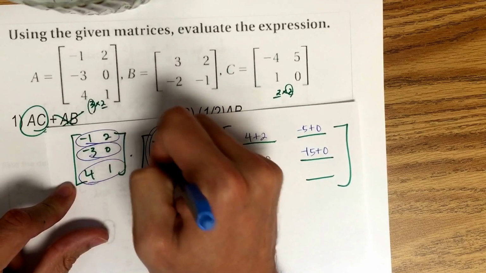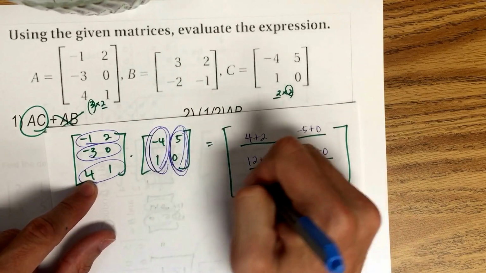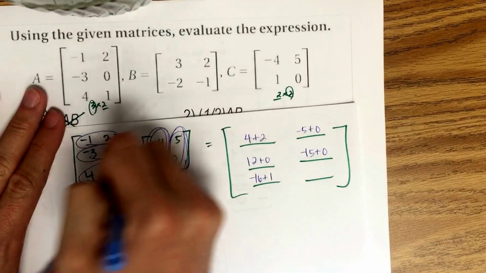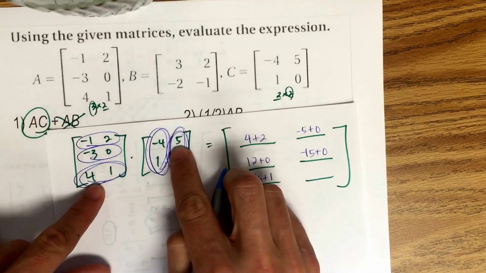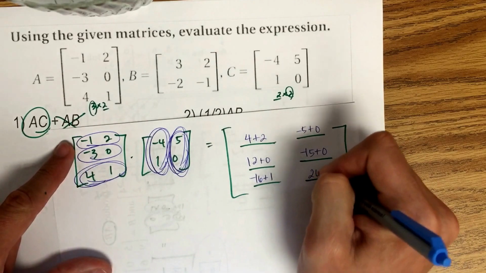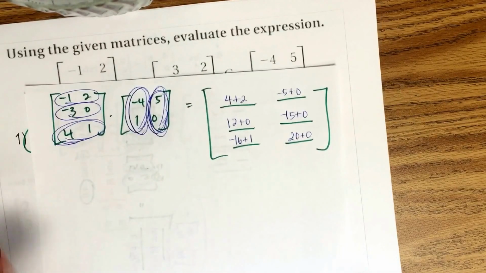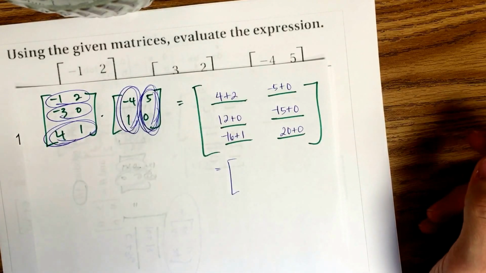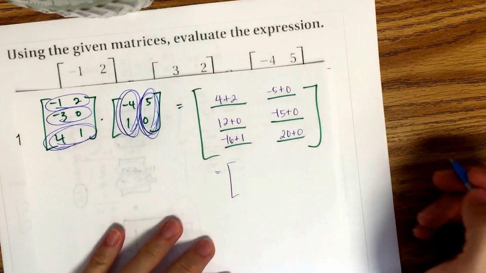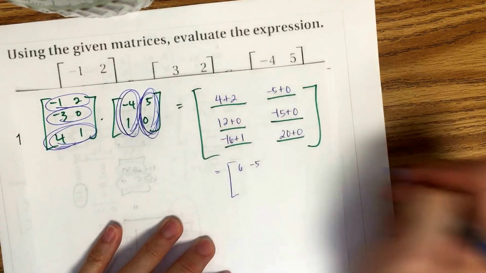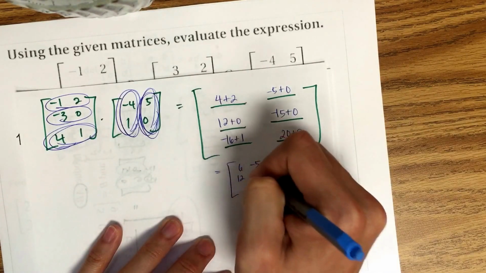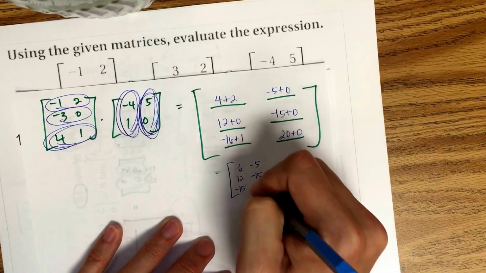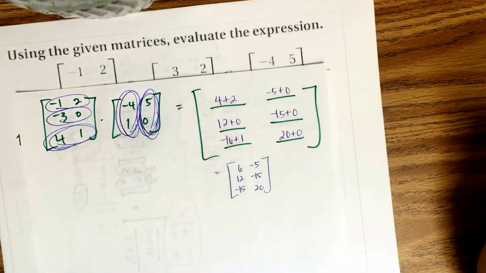Third row, first column. That gives me -16 and 1. That row, last column, 20 and 0. So again, my last portion of the problem when I'm doing this kind of problem is to clean up the answer. Across the top row, 6 and -5. The second row, 12 and -15. Last row, -15 and 20.